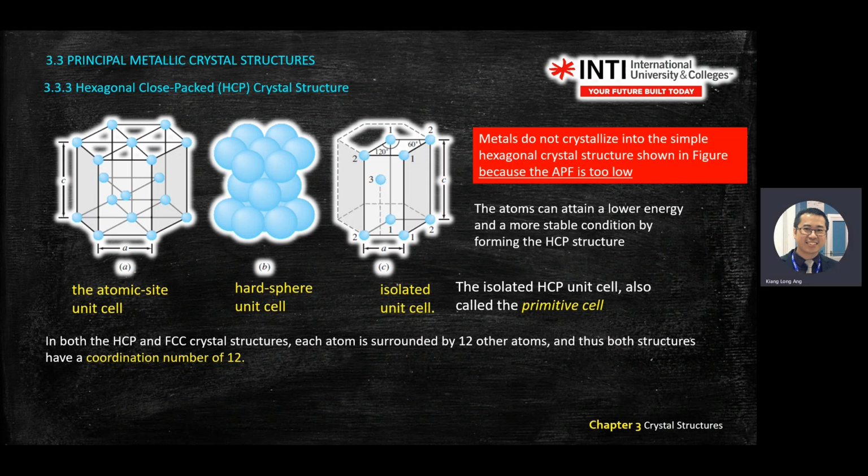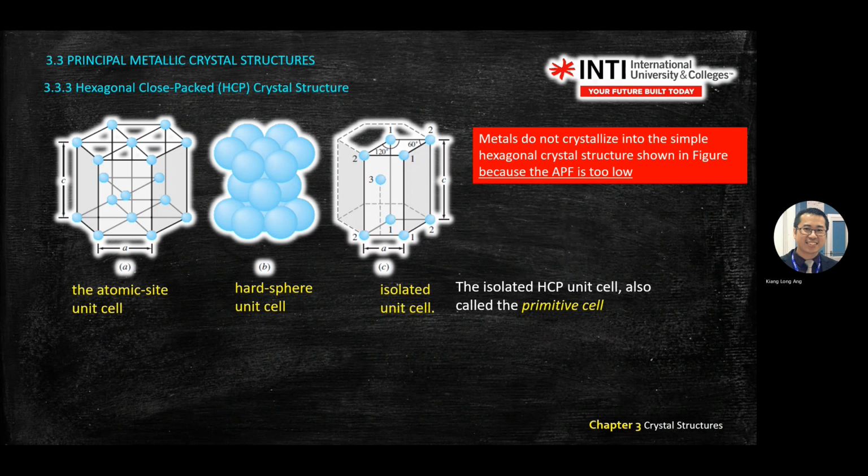One atom has what is called the coordinate number, CN, coordinate number 12. So you see, both HCP and FCC structures have atoms surrounded by 12 other atoms. So both structures have a coordinate number of 12. What does it mean? This might be a bit difficult.